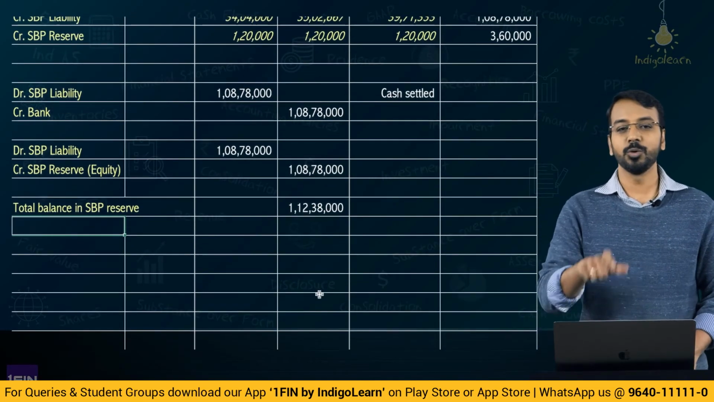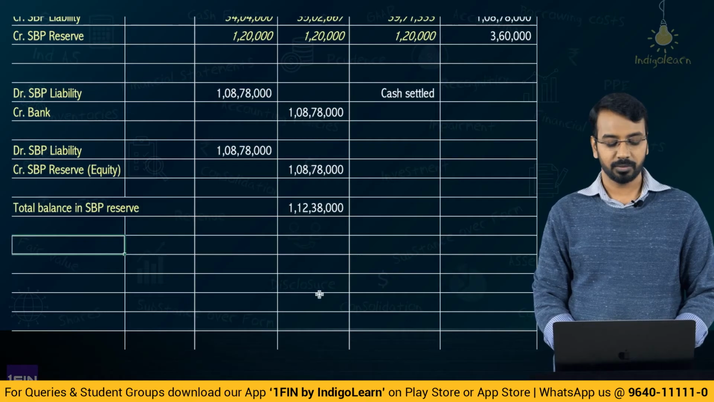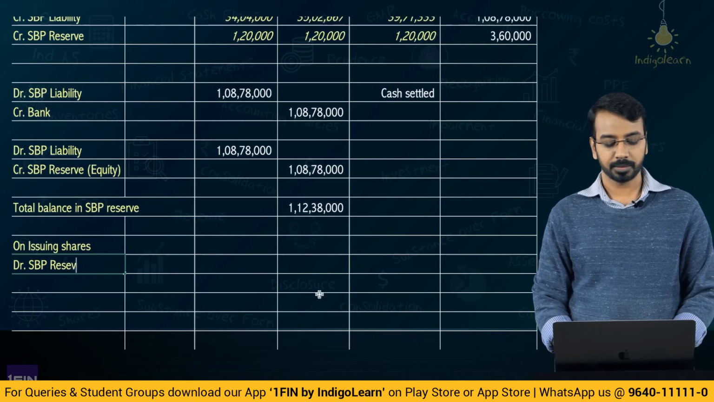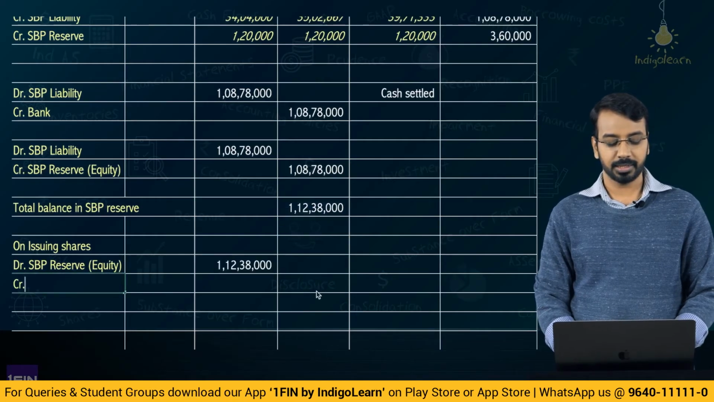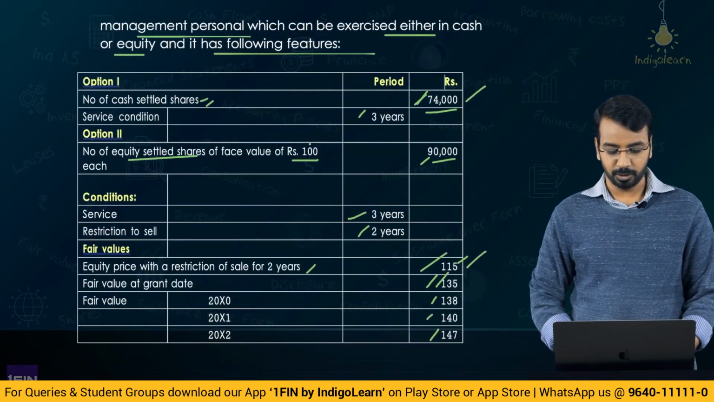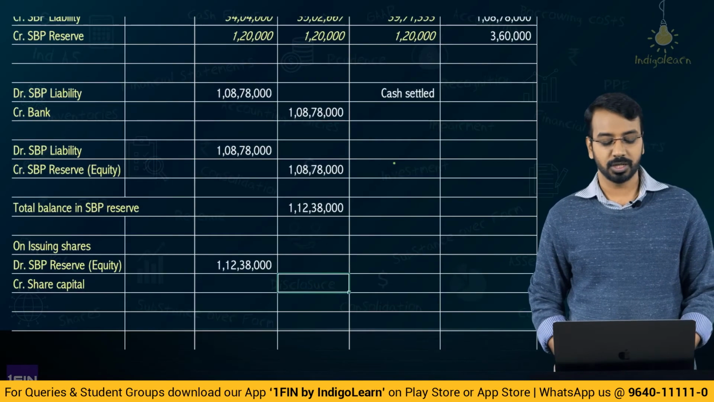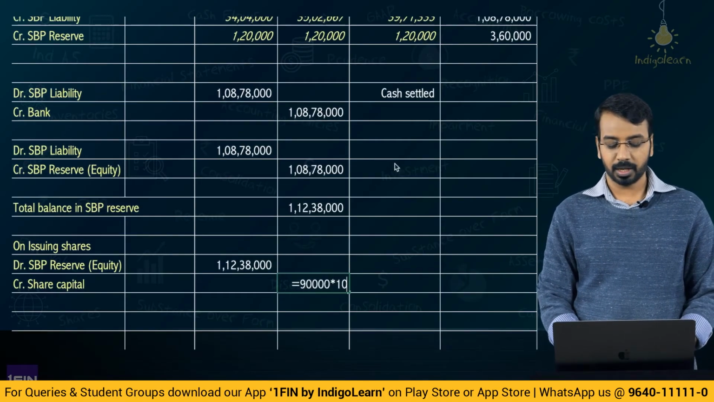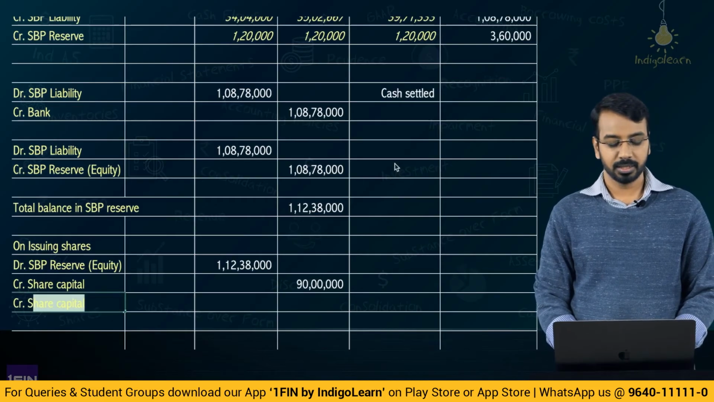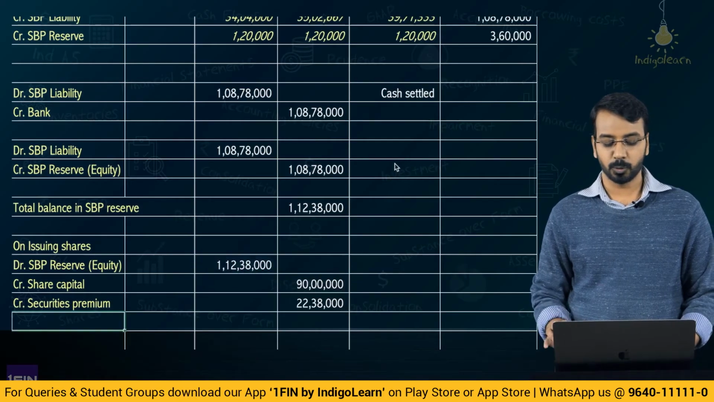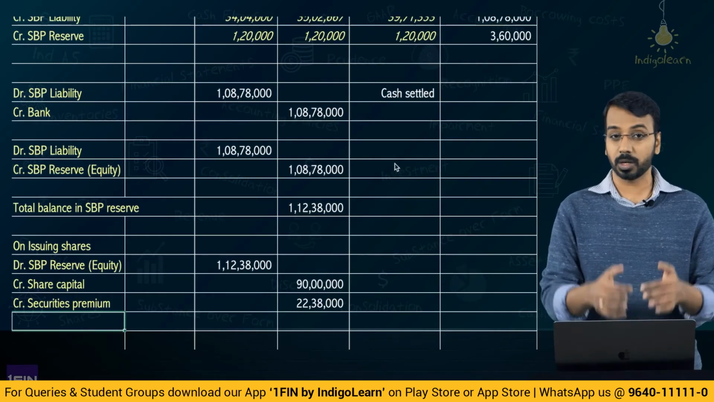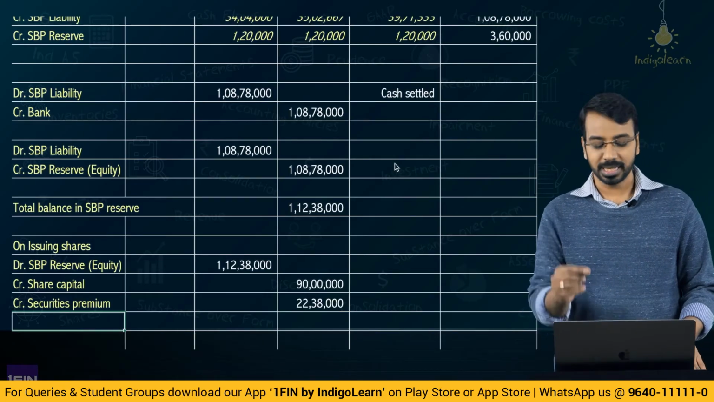Now against this you will issue shares to the employees. So on issuing shares, debit SBP reserve equity by 1 crore 12,38,000, credit share capital. Now how much is the share capital? 100 per share is the face value and you will issue 90,000 shares. So 90,000 multiplied by 100 will be your share capital and you will credit securities premium, that is the difference between these two. Basically you are saying that you have received services worth 1 crore 12,38,000 from the employees against which you are issuing shares.